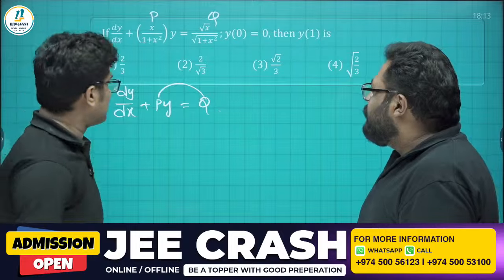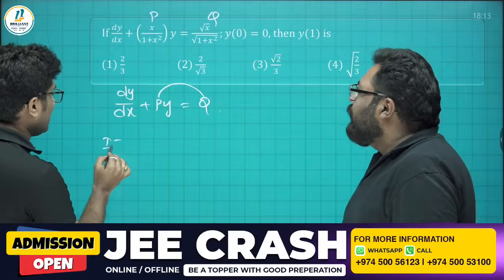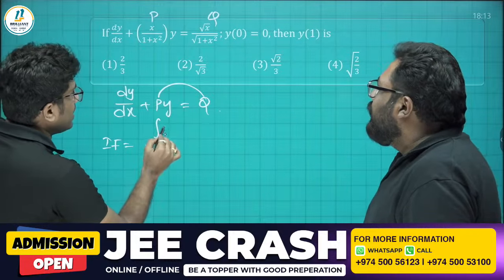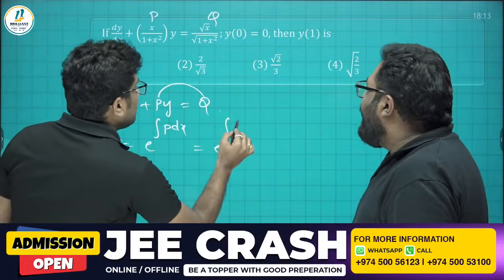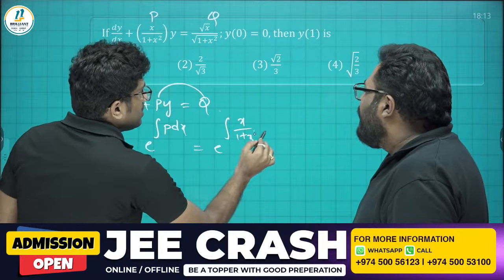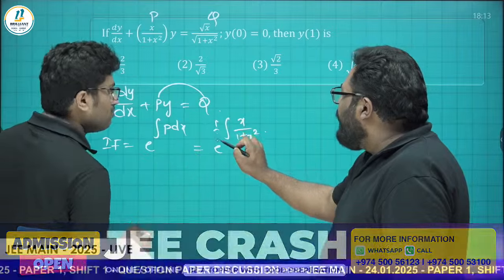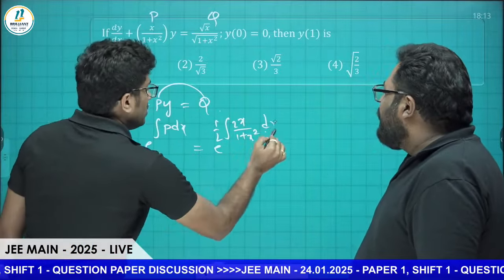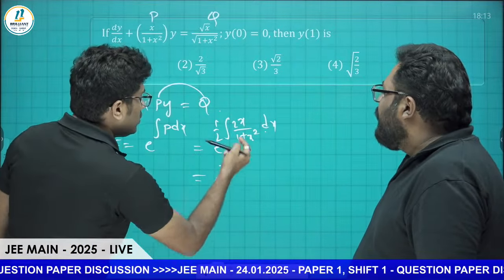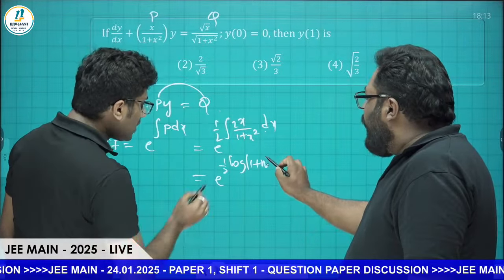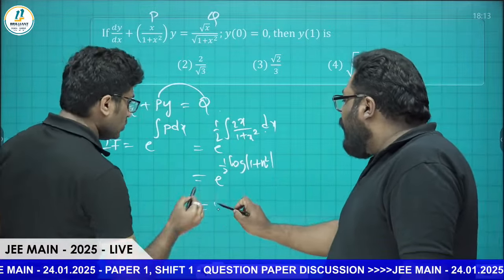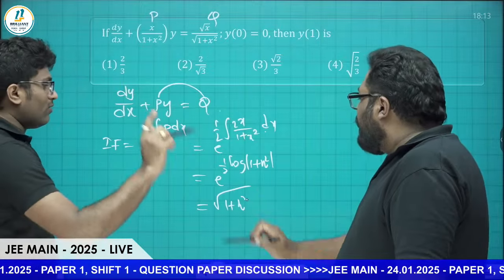are functions in x. Now, first we'll find the integrating factor. IF is equals to e power integral P dx, here P is x by 1 plus x square. So actually it is in standard form. If we multiply and divide by 2, we get half into integral 2x by 1 plus x square, which is log mod 1 plus x square. And power 1 by 2 we have, so root of 1 plus x square will be our integrating factor.